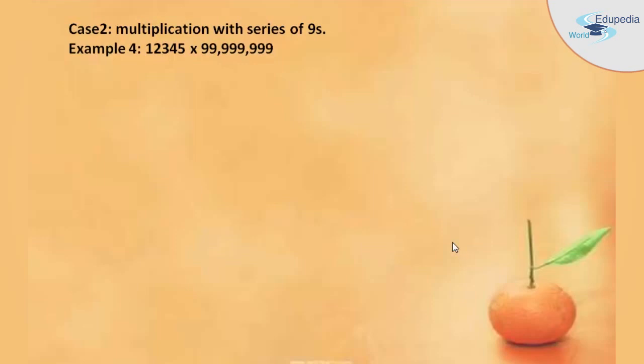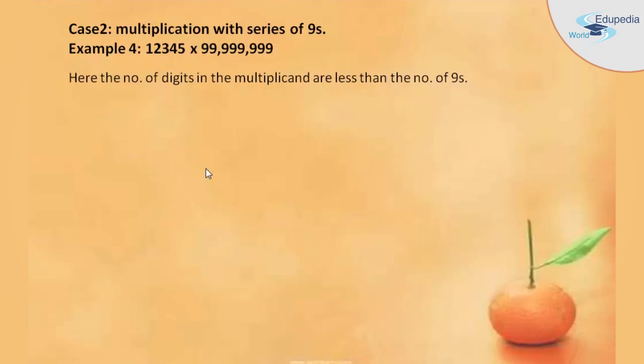If you count the number of digits in the multiplicand, we have 1, 2, 3, 4, 5, and the number of 9s in the series of 9s are 1, 2, 3, 4, 5, 6, 7, 8. Therefore the number of digits in the multiplicand is less than the number of 9s in the series of 9s, so we can use case number 2 shortcut.